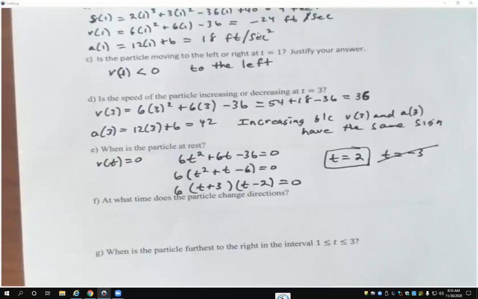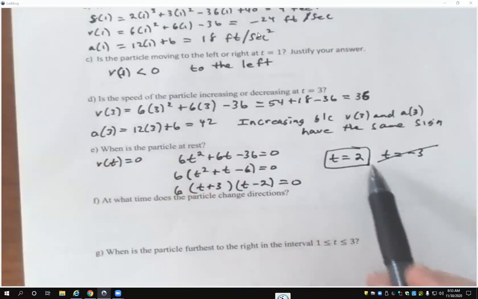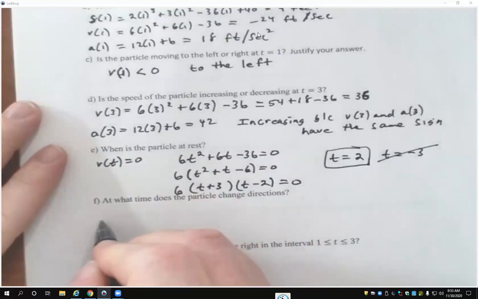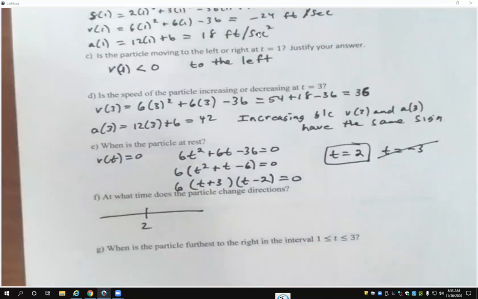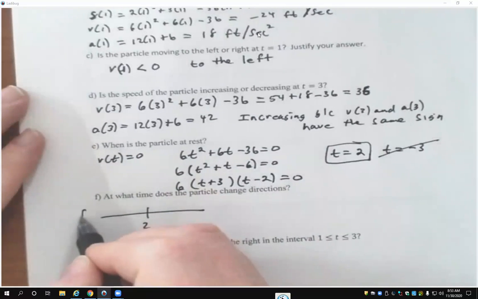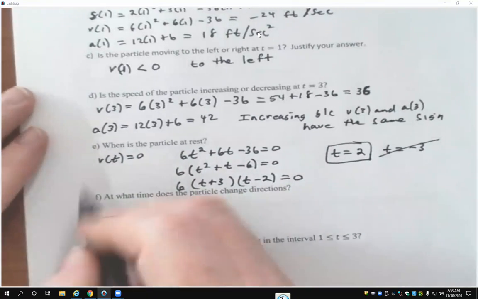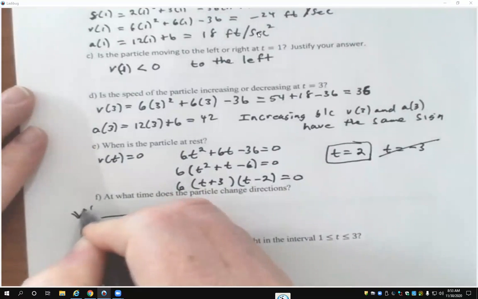Okay, F, at what time does the particle change directions? Okay, it changes directions, obviously, after it has come to rest, right? Possibly, okay? So you have to check that. It comes to rest at time t equals 2. We need to check that. You could do a sign table or just a number line, okay? But this is v prime.